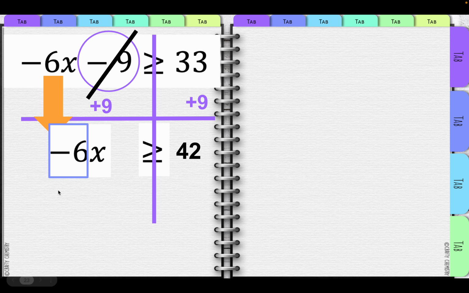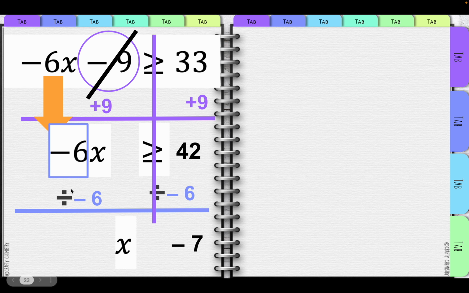Then I have to undo my coefficient. Negative 6x means negative 6 times x. To undo multiplying, I'm going to divide by negative 6. What I do on the side with the letter, I have to do on the other side. Negative 6 divided by negative 6 is 1x. 42 divided by negative 6 is negative 7. But this is my special rule. The number doing the division was a negative, so this symbol is now going to open the other way.